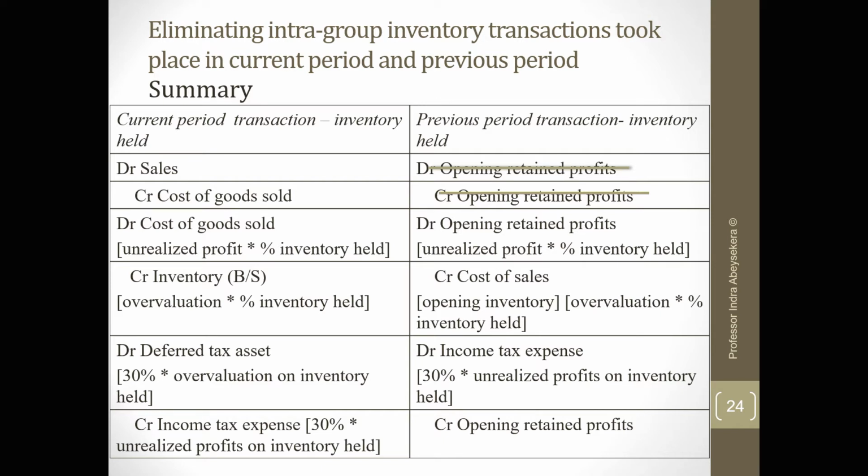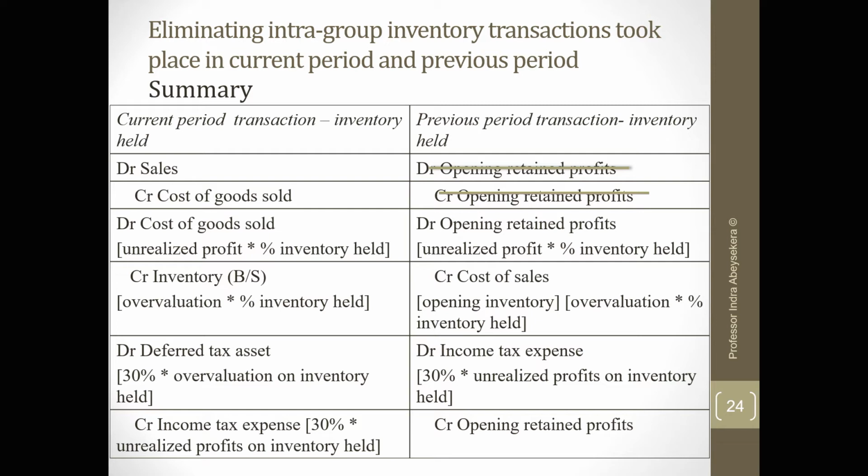In the current period, we debit cost of goods sold and credit inventory for the unrealized profit and overvaluation. And if the transaction occurred in the previous period and in the current period, we record it: we debit opening retained profits and credit cost of goods sold.